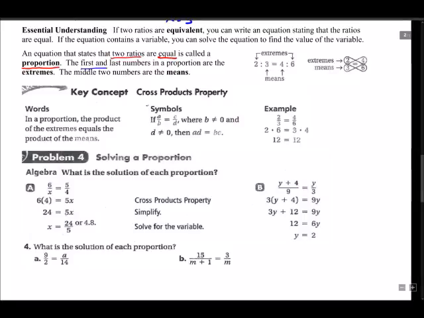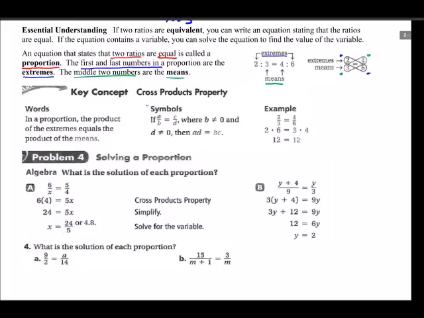The first and last numbers are called extremes, and the middle numbers are the means. So if we write it in colon form, our means are the middle numbers, and our extremes are the outside numbers. This is going to mean more to us in future lessons. So your extremes are top left, bottom right. Your means are bottom left, top right.